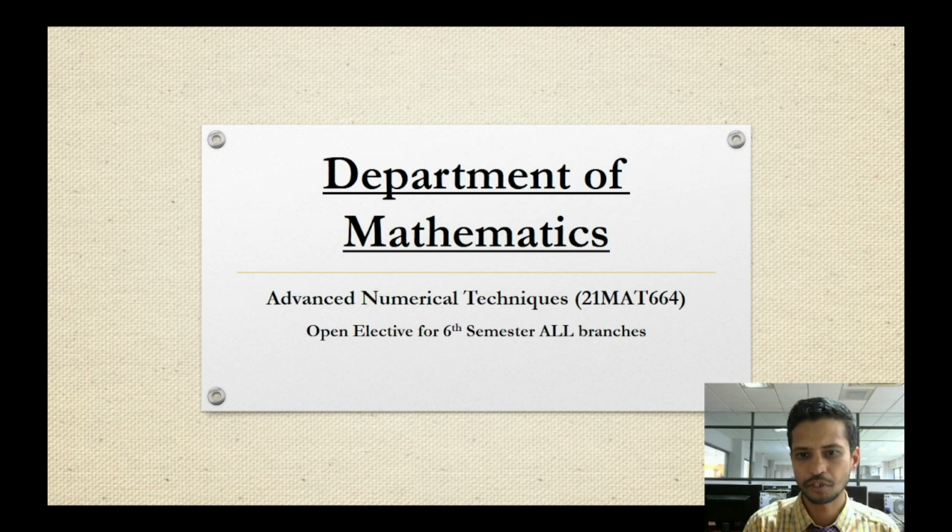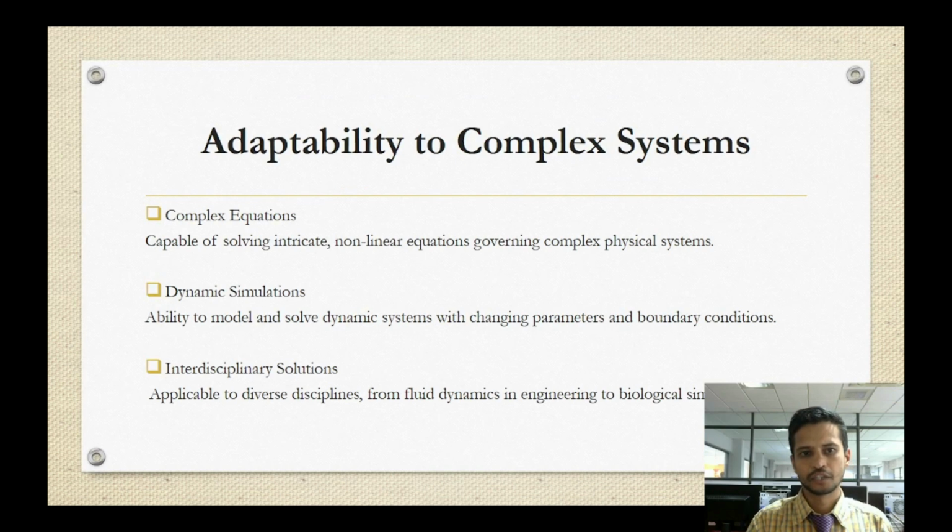It is not necessarily only computers. In fluid mechanics, aerodynamics, and electronics, all the major basic engineering problems are critically analyzed and answered using so-called numerical techniques. So I would like to welcome you to start with advanced numerical techniques from the beginning. The use of numerical techniques I have already begun. There is adaptability to complex systems. Here we are solving complex equations, so-called dynamical simulations, and interdisciplinary solutions such as biomechanics, fluid dynamics, and so on, so many.